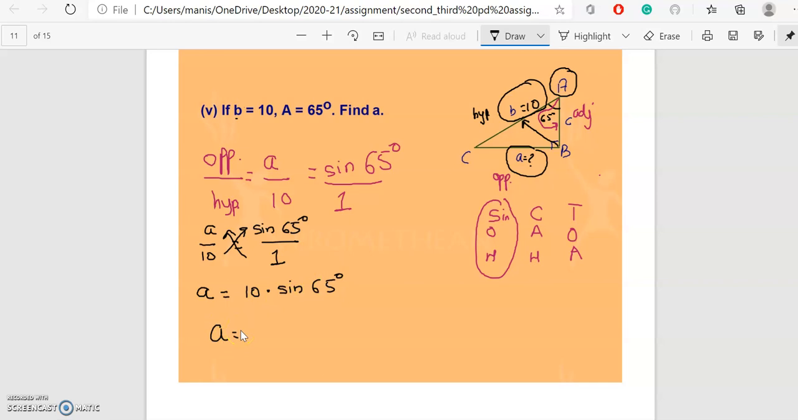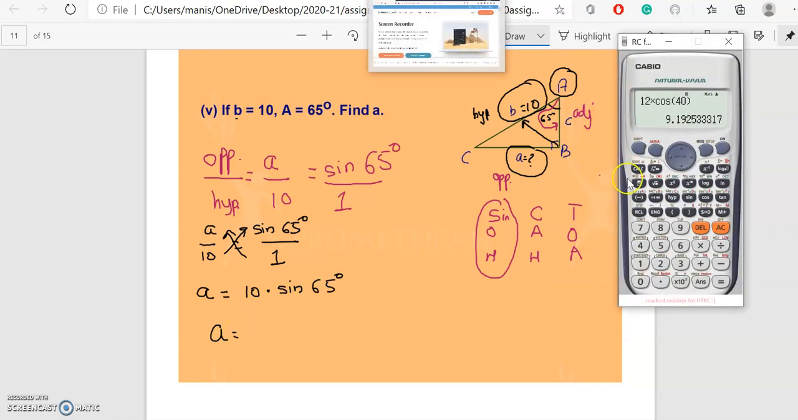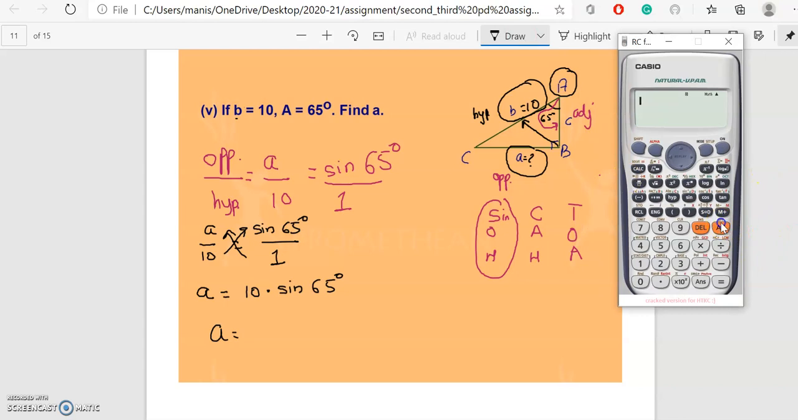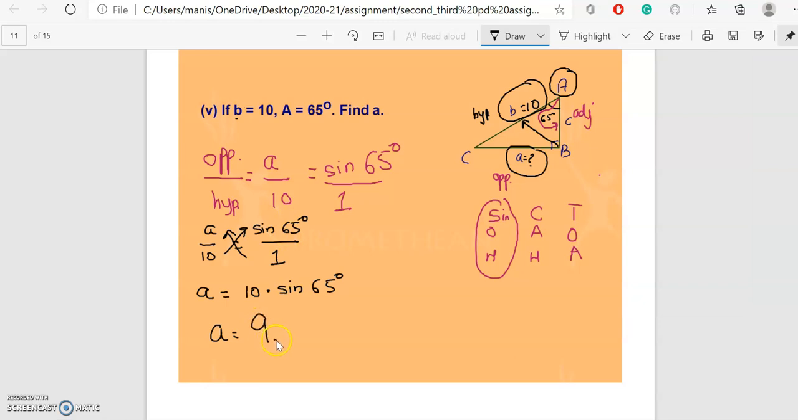So use your calculator to find the answer. 10 times sine 65, and I will close my parentheses over here, and this is my answer, 9.06. So what is my answer? 9.06, which gave me the value of lowercase a, which is what they were asking. Check, check.